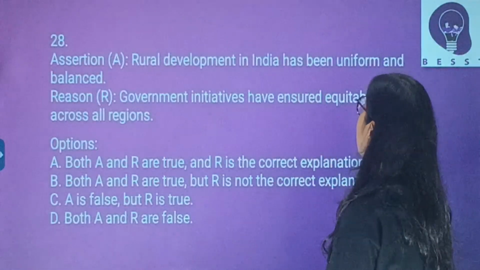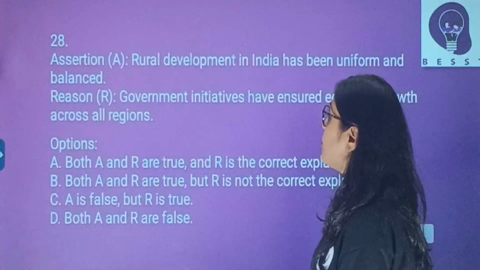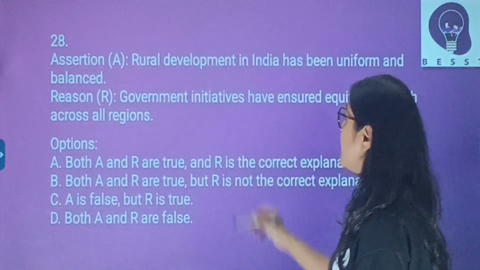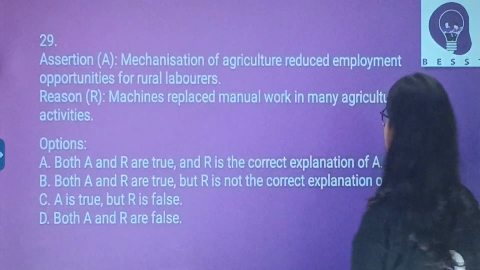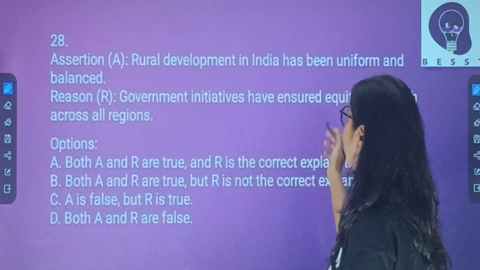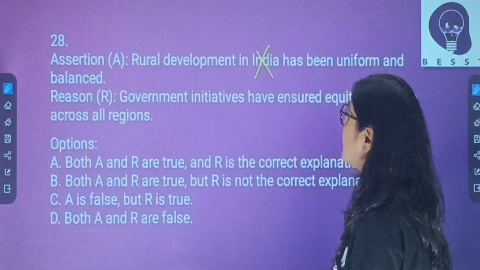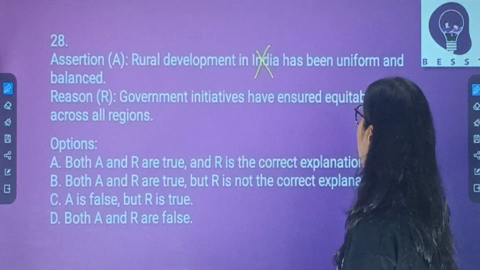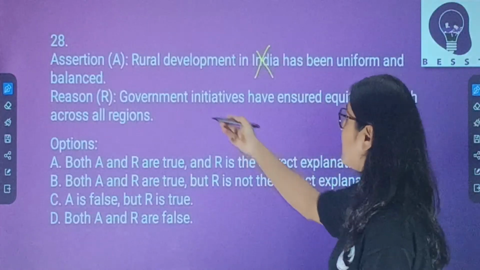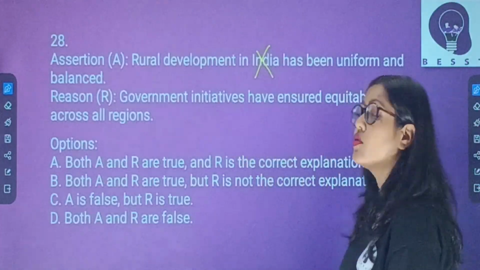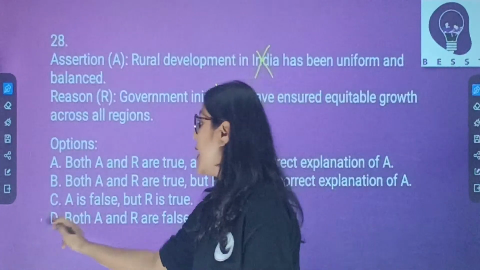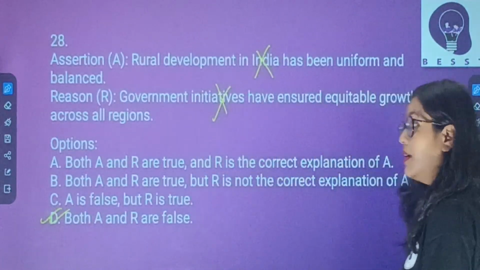Rural development in India has been uniform and balanced. So was rural development very balanced and stable? No. This will be the wrong statement. Reason: government initiatives have ensured equitable growth across all regions. So yes, did government initiatives ensure equitable growth across all regions? So this will also be false. So both A and R are false. Okay.